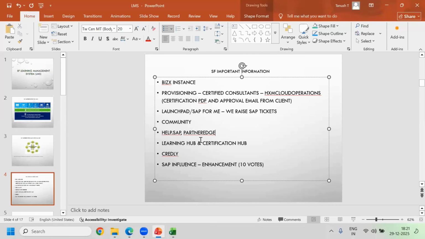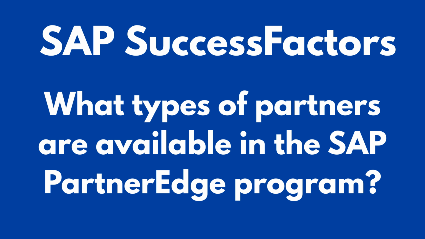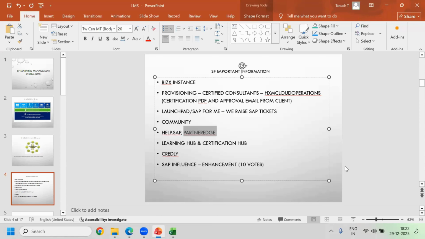Networking and help. help.sap is where you download all the implementation guides and new release details, everything from help.sap. PartnerEdge is the one where you can download workbooks, latest presentations, and documents. Some documents related to the configurations will also be available in the PartnerEdge.